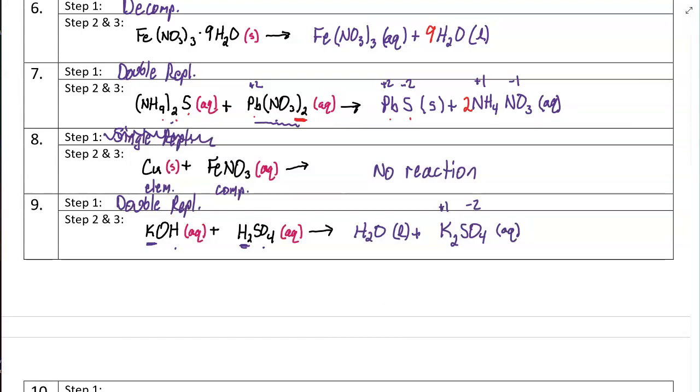Because one of the products was a solid, liquid, or gas, right? Right here we have some liquid made, then this reaction does occur. Now we need to balance it.